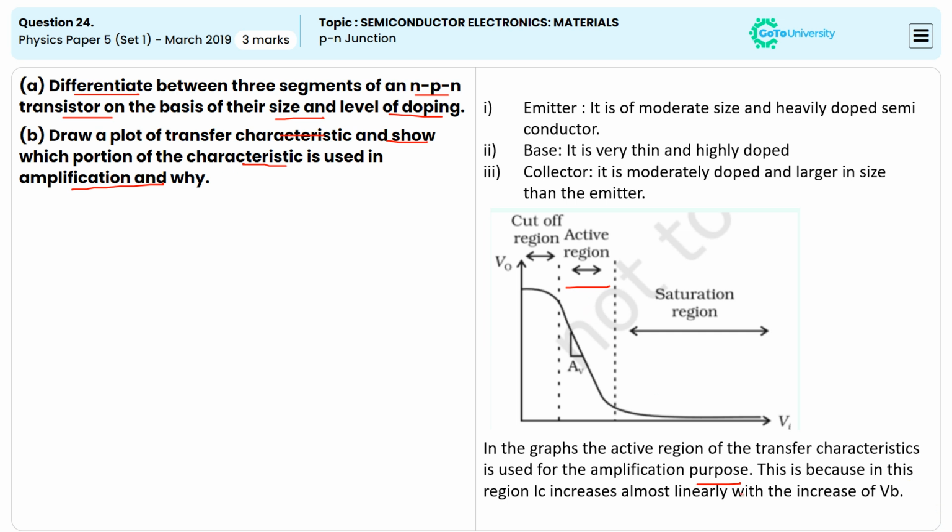This is because in this region, the IC increases almost linearly. If you observe the graph, it increases linearly from here to here, with the increase of VB. If VB increases, then IC also increases.